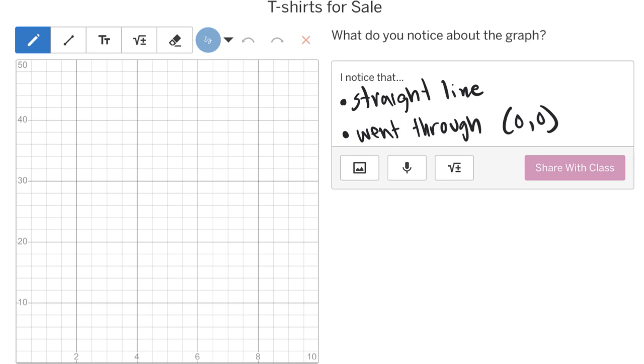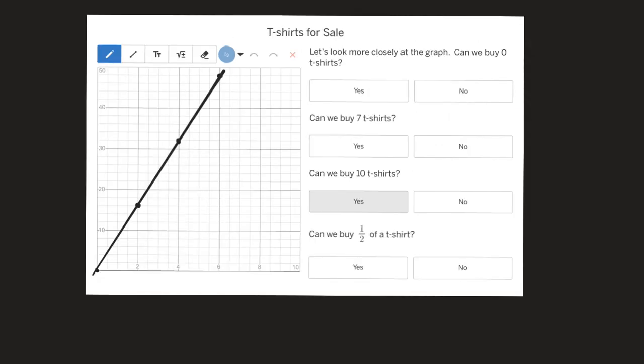Okay, we can go on to the next one here. So this is the proportional relationship that we were just looking at. So we're going to look a little bit closer. Can we buy 0 shirts? So let's look at the graph. Here is 0 shirts right here. If we buy 0 shirts, it's going to cost us $0. So yes, we can buy 0 shirts. That's no problem. You're not getting anything, but you can buy 0 shirts.